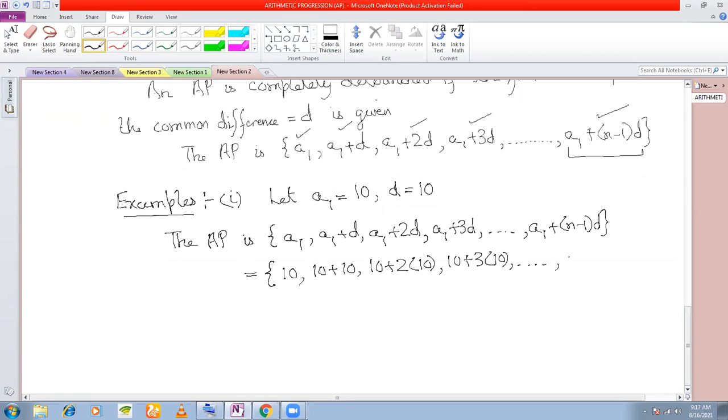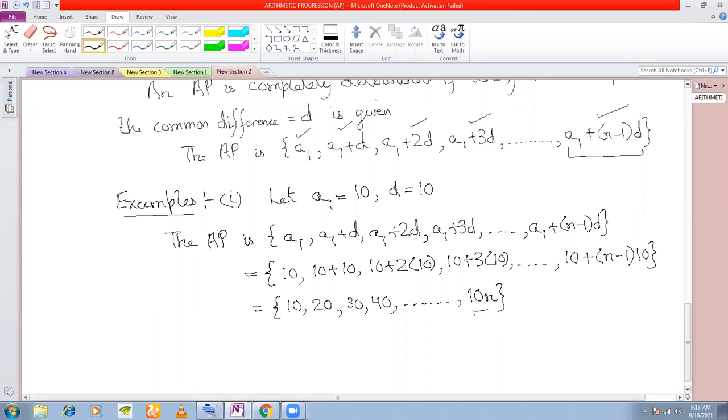And so on up till A1 plus, since we don't know the nth term, so how many terms are we going to count? So we write n as it is here, n minus 1 into D. 10, 20, and this is 30, 40, and so on up till, now if you simplify this, you are going to get 10n only.